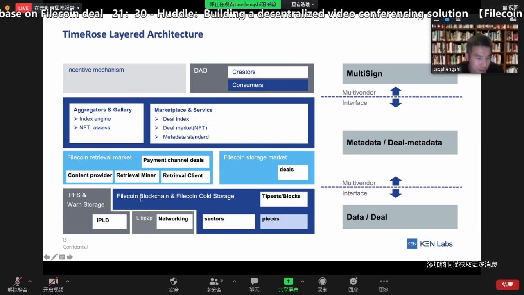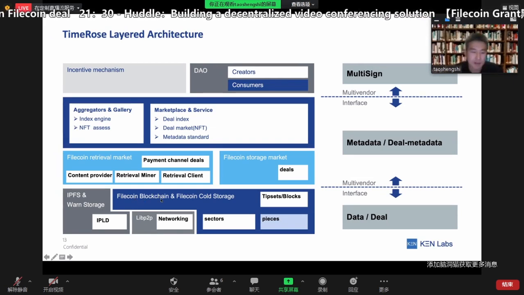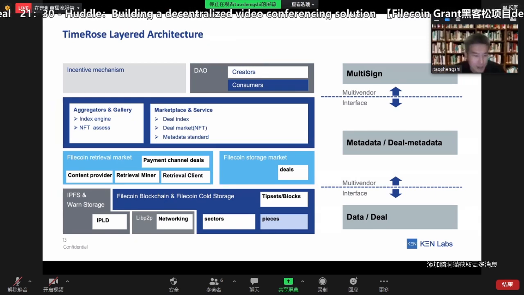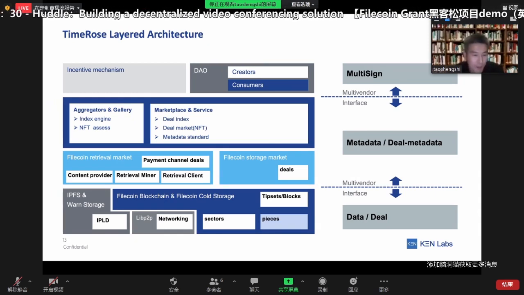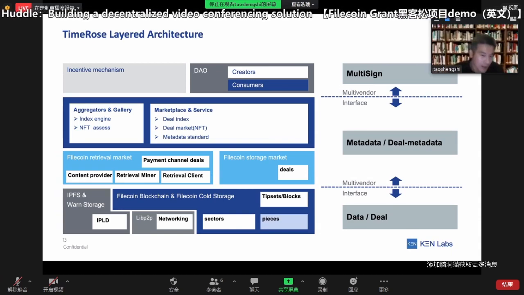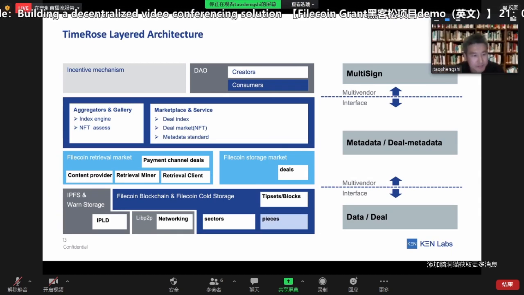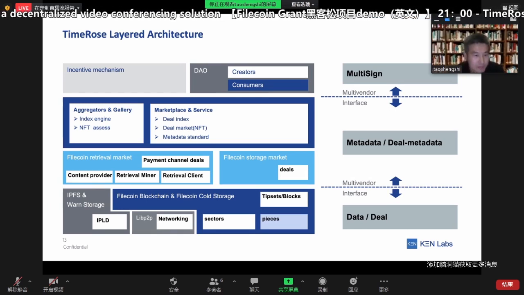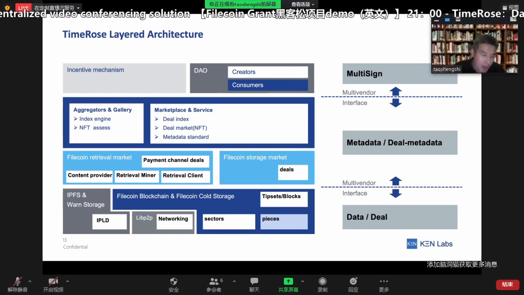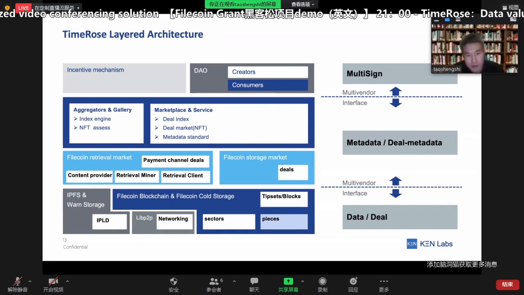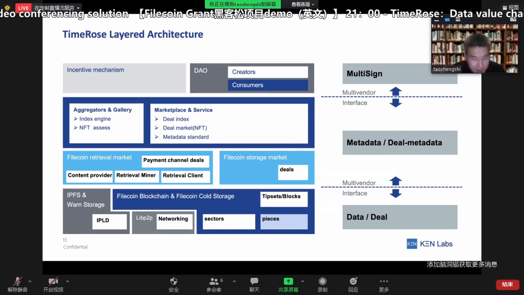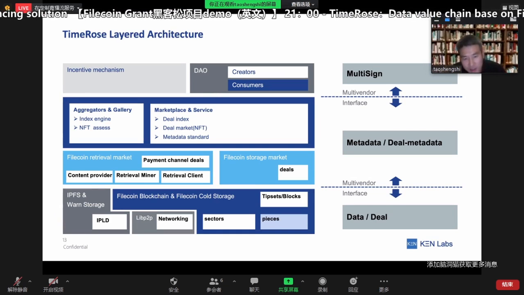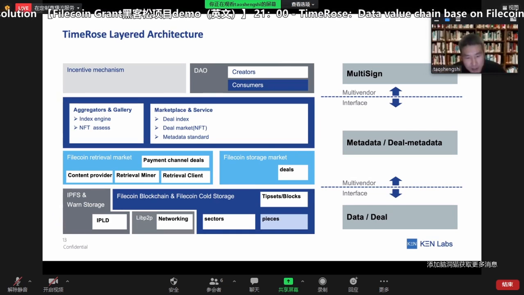We leverage Filecoin as the blockchain, with smart contracts as in Ethereum. We also leverage Filecoin as cold storage and IPFS as warm storage. On top of IPFS and Filecoin, we already have the storage market. The key point of the storage market is deals, just as mentioned before.